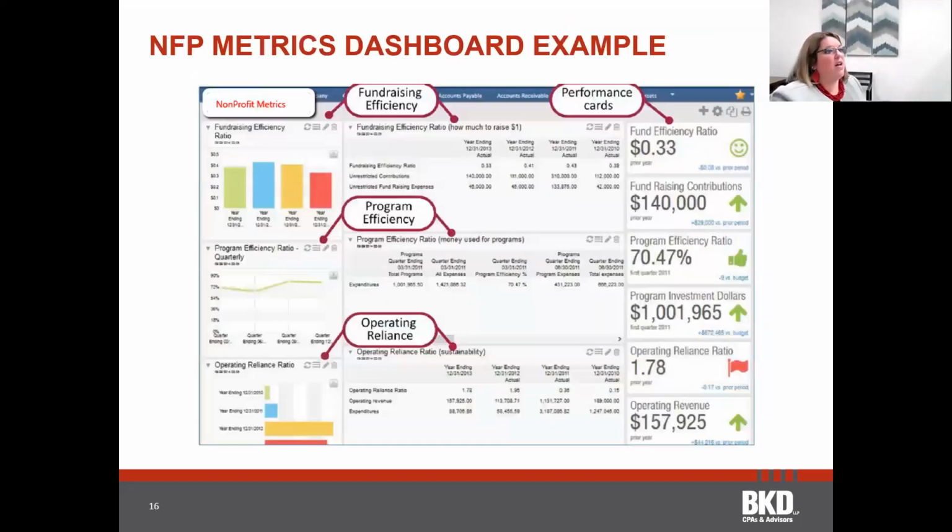So here's a graphic of a dashboard example. Looking at fundraising efficiency, program efficiency, operating reliance. So that's where I was mentioning looking at the sustainability. Do we have enough cash and funds? Looking at some basic performance cards to the right there. So that fund efficiency: what are our fundraising contributions as compared to the prior year? How are we tracking? Our program efficiency, our investment dollars, looking at what we have invested and out there. What is our operating revenue? So different things like that. There is no one perfect answer. This is just one way it could be done, but I think it provides a nice example.